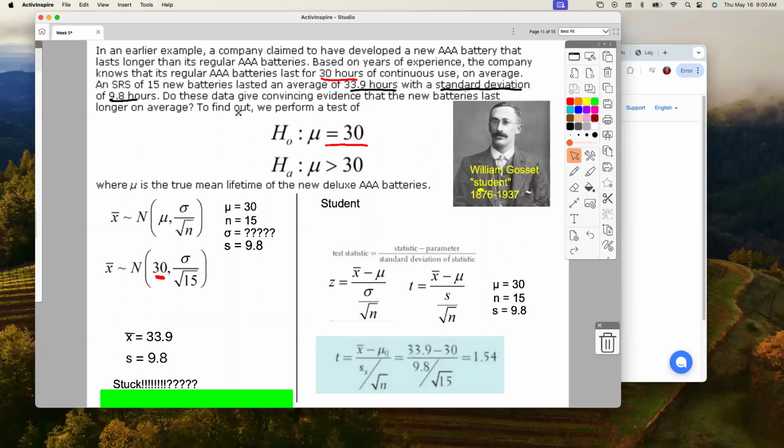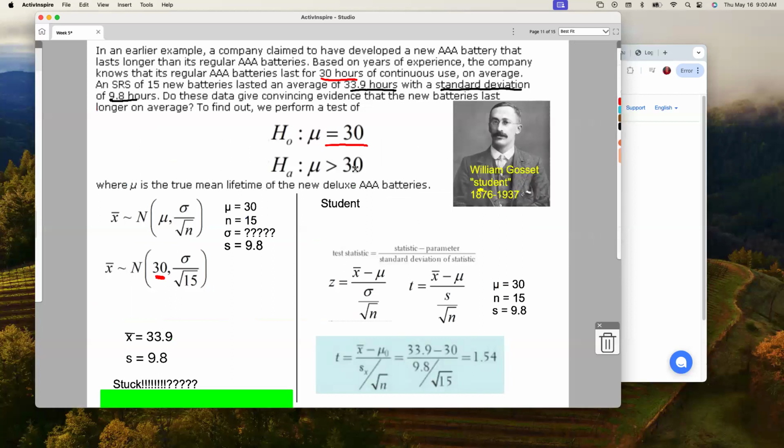I have one more video coming up on the t-distribution, and it addresses this idea of not knowing the population standard deviation when we do a hypothesis test. We talked a little bit about William Gossett last week when we were talking about confidence intervals, because we use t-distributions, and we're going to use them again here for a hypothesis test.